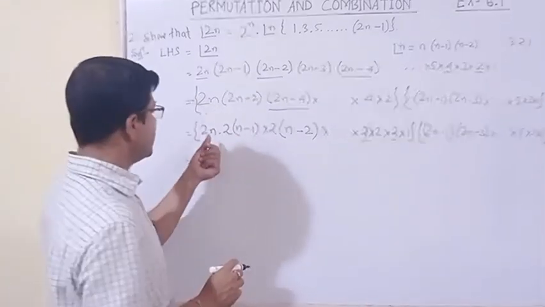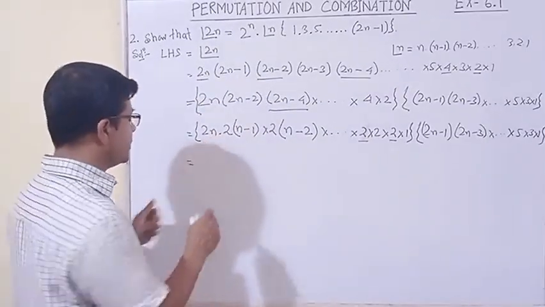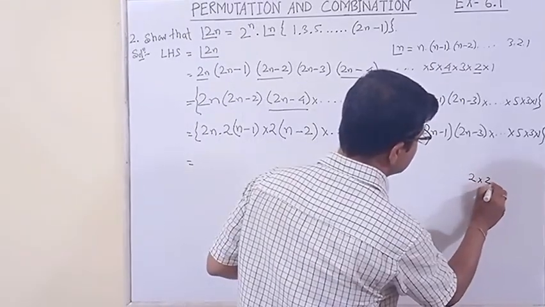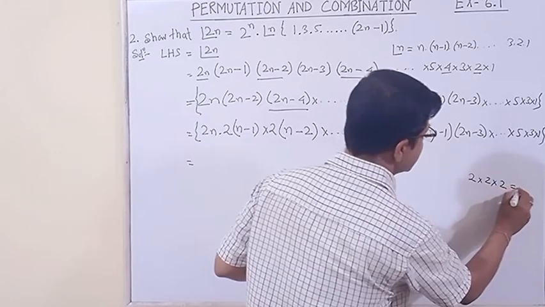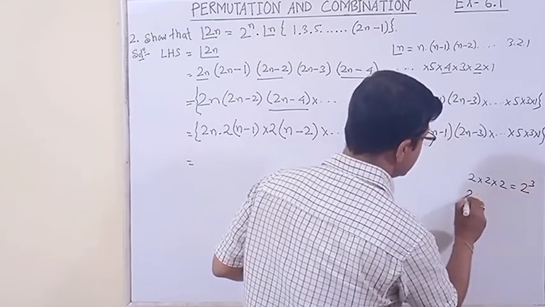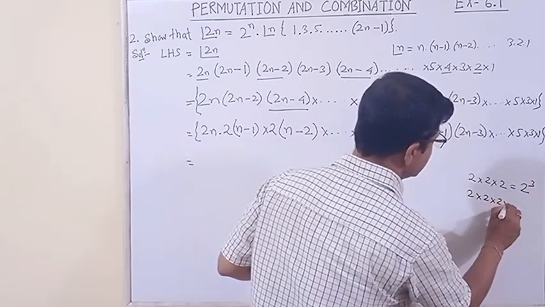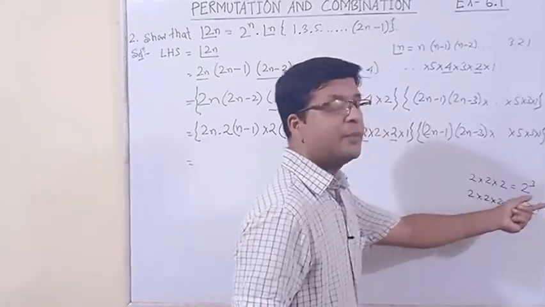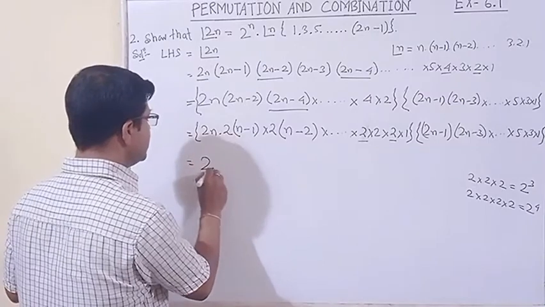There are n number of 2s. From here we can understand there are n number of 2s. So what is their product? Suppose this is 2 into 2 into 2. If there are 3 twos, this is 2 cube. 2 into 2 into 2 into 2, what is their product? 2 to the power 4. In this way, if there are n number of 2s, what is their product? 2 to the power n.